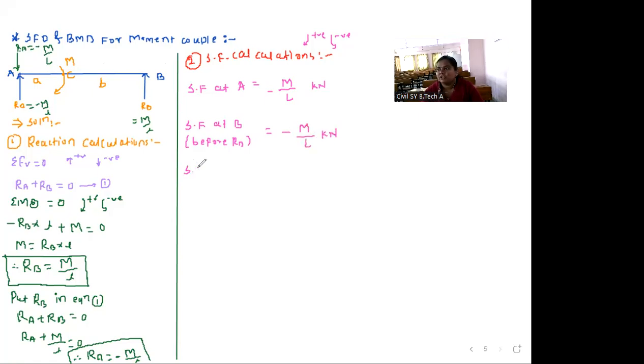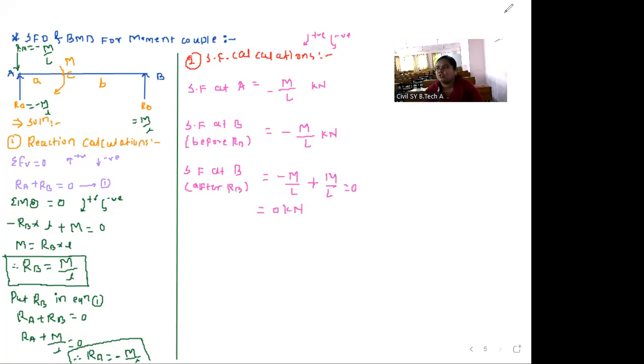Next we will calculate shear force at B, but after RB. That means by considering RB. Before this RB, shear force is minus M divided by L. And this RB creates clockwise rotation, so plus M divided by L. This RB force pushes upward. So here the value of RB is plus M by L. So minus M by L plus M by L is equal to 0. So shear force is equal to 0 kilonewton at B. These are the calculations of shear force.